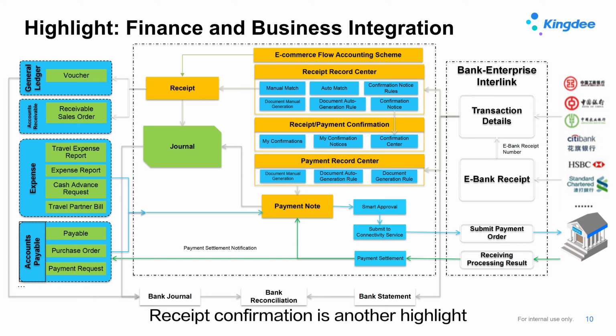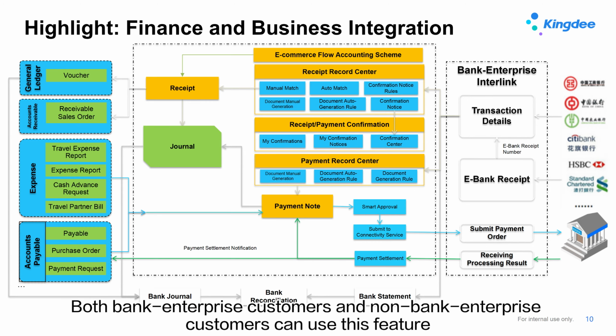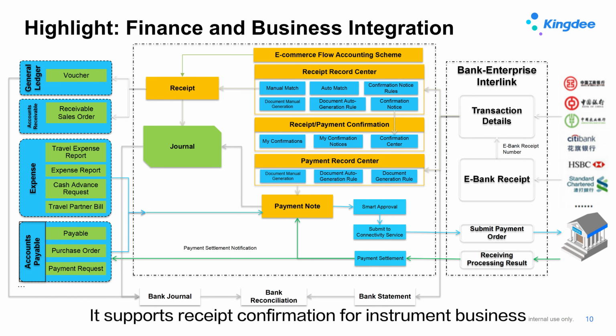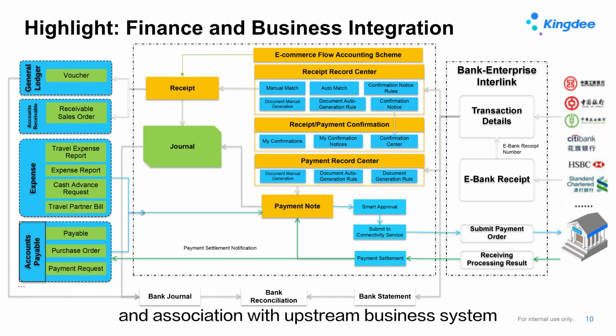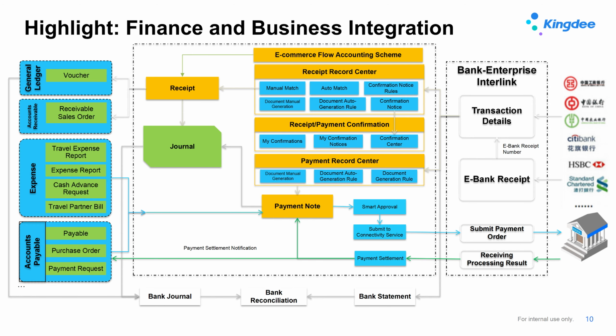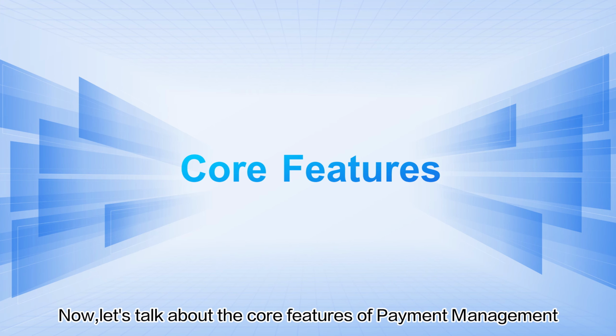Receipt confirmation is another highlight. Both bank enterprise customers and non-bank enterprise customers can use this feature. It supports receipt confirmation for instrument business. Multi-step automation allows for receipt statement matching or receipt note generation based on rules and association with upstream business system. Now, let's talk about the core features of payment management.